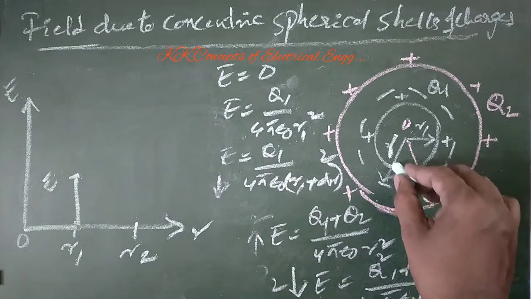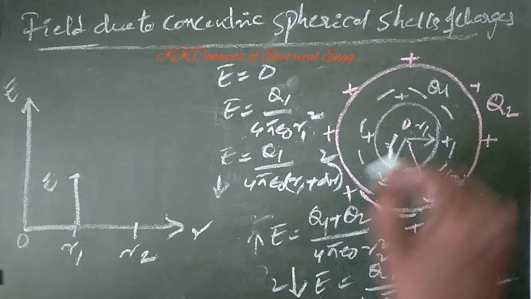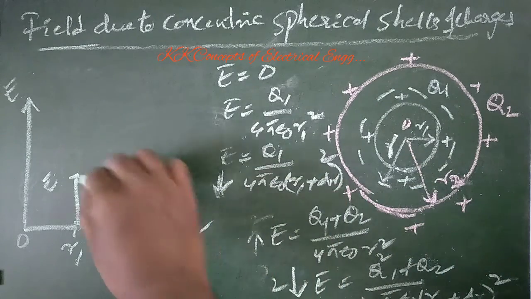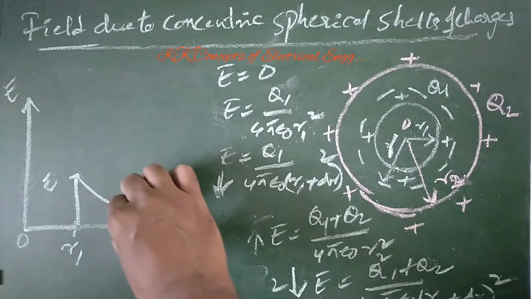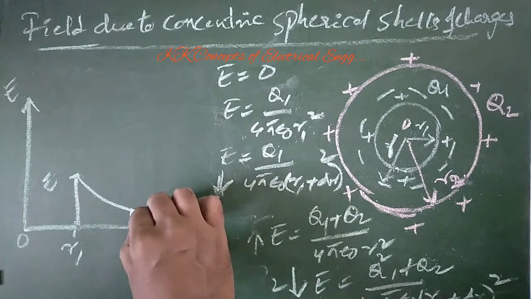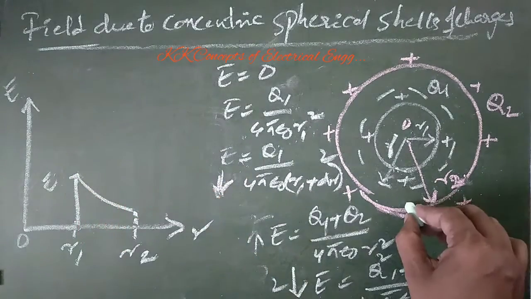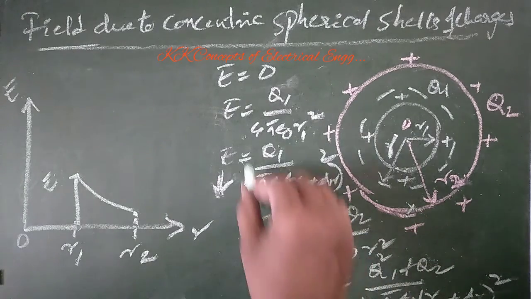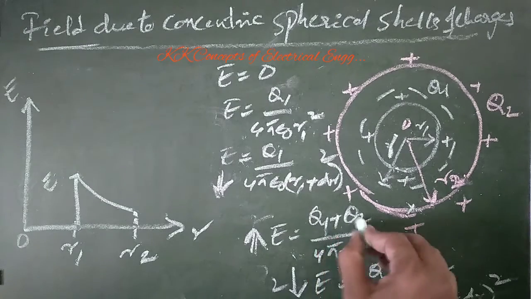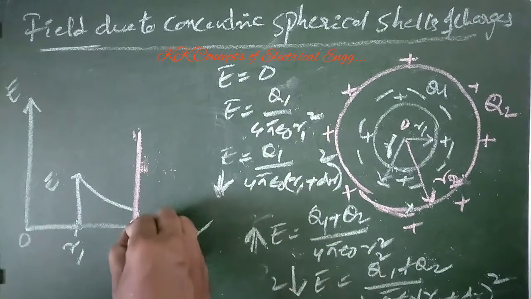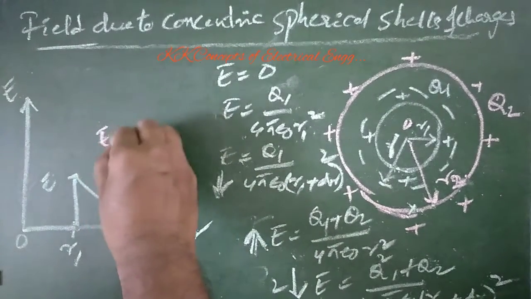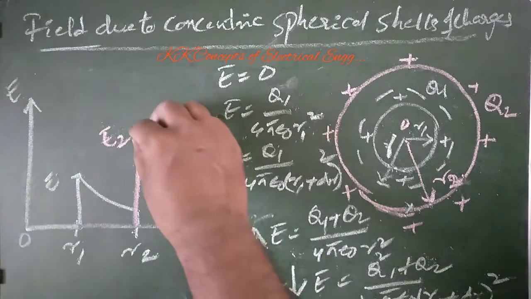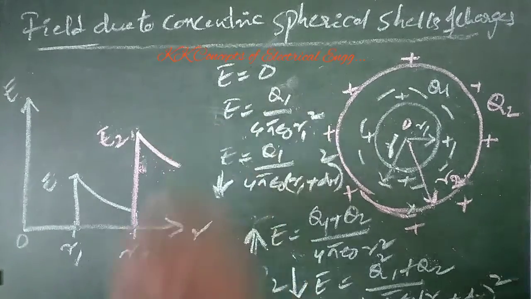When you move away from the inner shell, the value of E reduces. That means it reduces until r2. At the outer shell surface, the value of E is more than this value, since q1 plus q2 is there. This is E2, let it be. And then later on, it again tries to reduce.